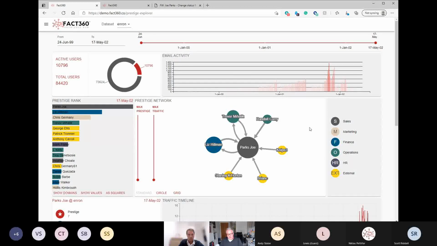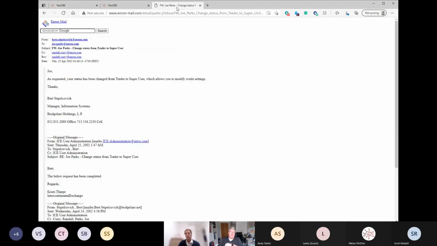And you can see his network here. He's got some nondescript people. They're not chief executives of the organization, or C-level executives rather, of the organization. There are some third parties. But it turns out if you look at the data, when we looked at some of the emails, just to start this narrative off, I know I've talked about non-GDPR and GDPR, but just to get this narrative going, it turns out that Joe Parks was a trader, and he upgraded himself from a trader to a super user. So that allowed him to modify all the credit settings for all the people he traded with.